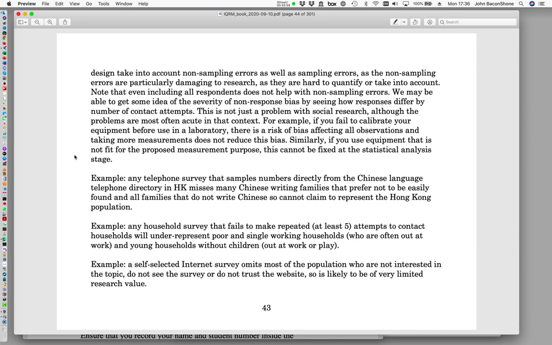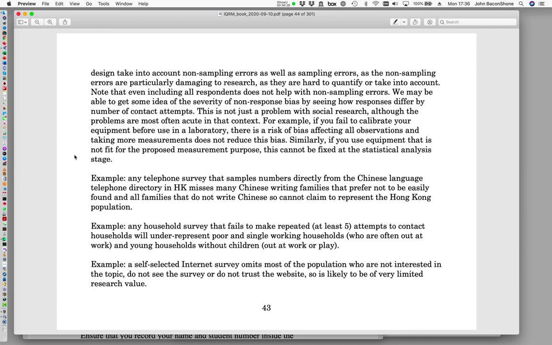So I've got a few examples here. These are about surveys because that's one of my interests. For example, a telephone survey in Hong Kong. We used to have printed telephone directories, and Hong Kong used to have a Chinese directory and an English directory. Many of my fellow researchers would only ever use the Chinese telephone directory, and I tried to persuade them that was a very bad idea.